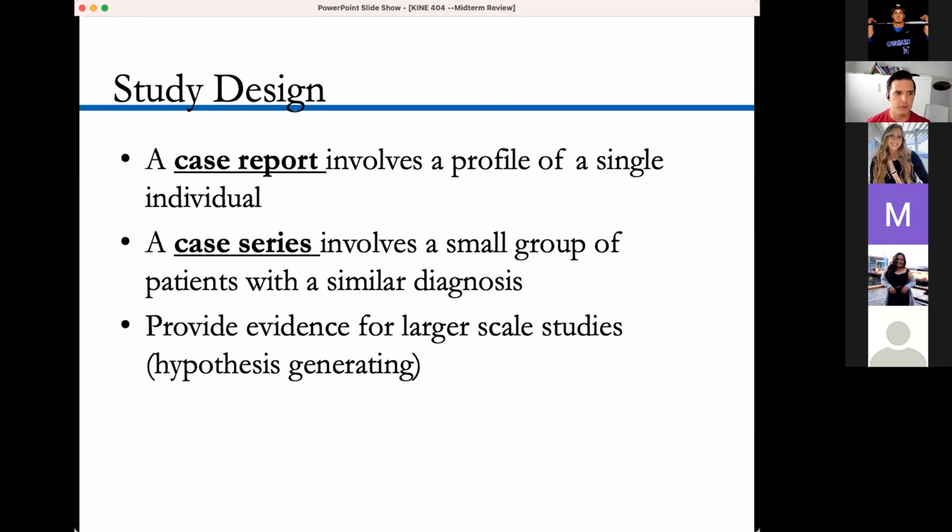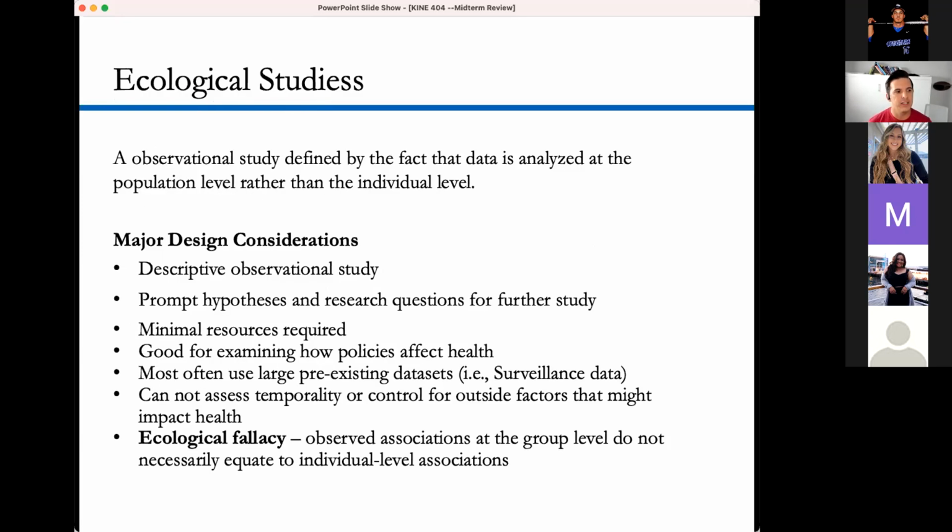So remember, a case report is a profile of a single individual. A case series is a small group of individuals that all have similar symptoms or a similar diagnosis, and they're good for hypothesis generating, but they're not good for causal inference.